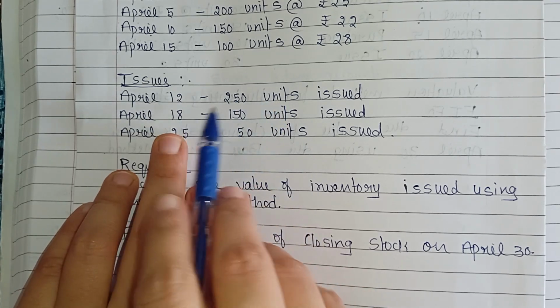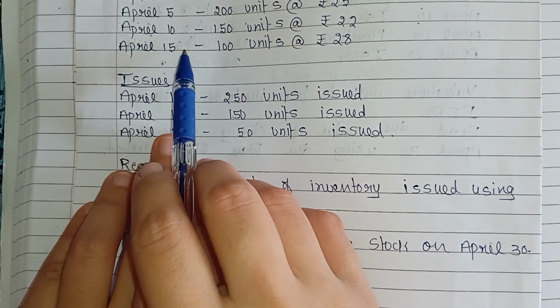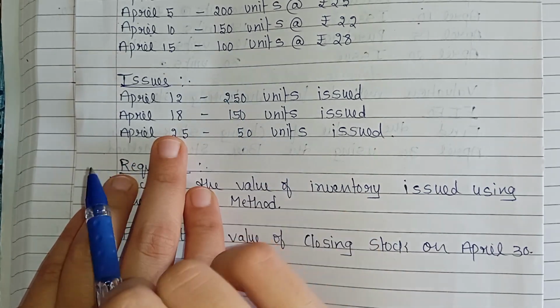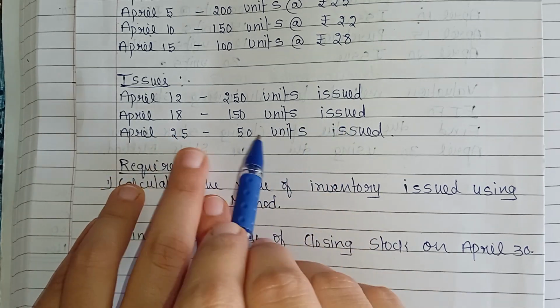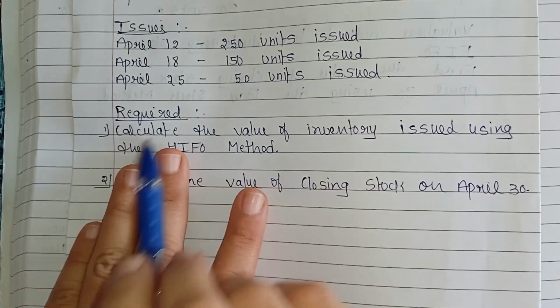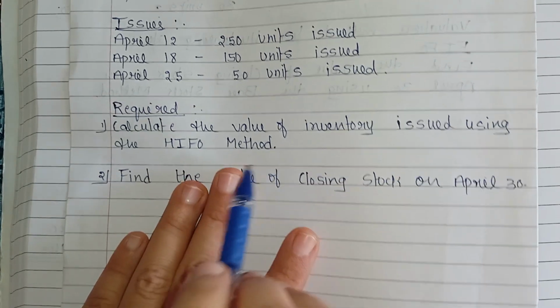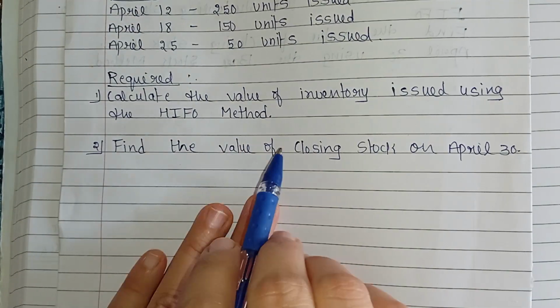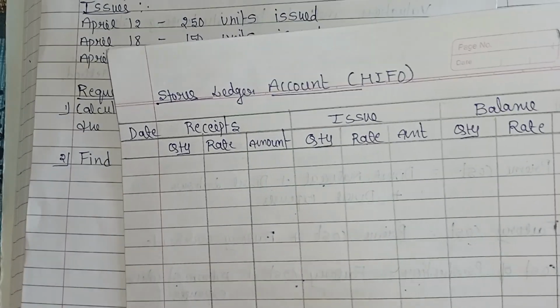On April 18th 150 units issued. Before that we purchased on April 15th, that is 100 units. After that we issued 150 units. On April 25th 50 units issued. Required: first, calculate the value of inventory issued using the HIFO method. Second, find the value of closing stock on April 30th. So let's solve the problem.